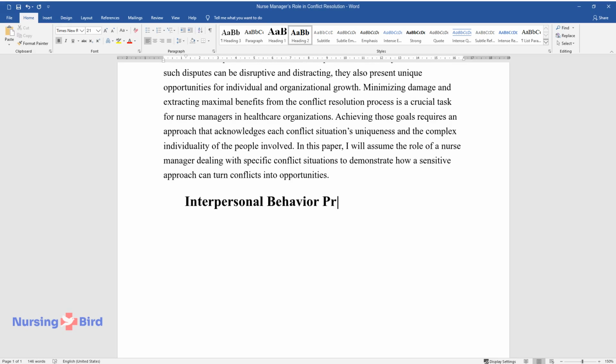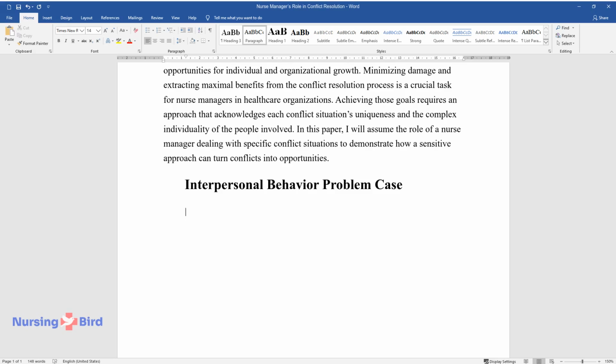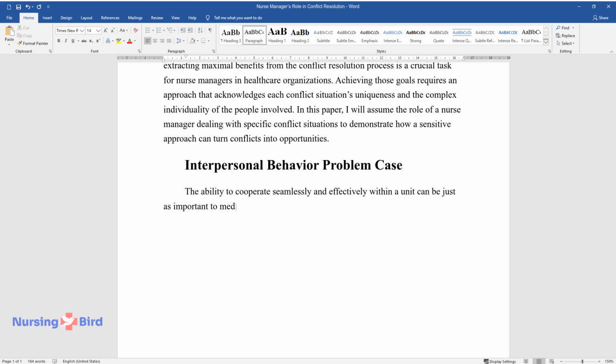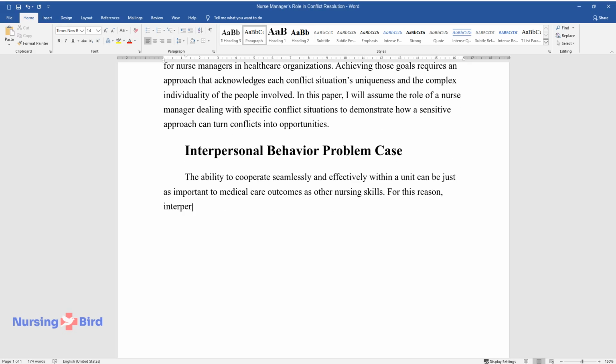Interpersonal behavior problem case. The ability to cooperate seamlessly and effectively within a unit can be just as important to medical care outcomes as other nursing skills. For this reason, interpersonal skills are now seen as being a core competency for healthcare providers.